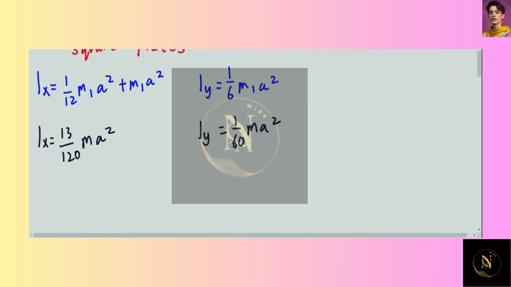And now for the z component, I of z, that's going to be equal to 1 over 12 times m1 times a squared plus m1 times a squared. And so we can plug in m1 and simplify down to 13 over 120 times m times a squared.